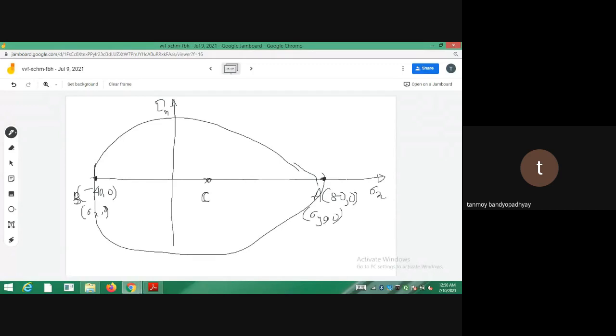Now you have to find out what are the stresses on a plane whose normal makes an angle of 35 degree with the x-axis. So on the Mohr circle, what you have to plot is 2 theta equal to 70 degree.